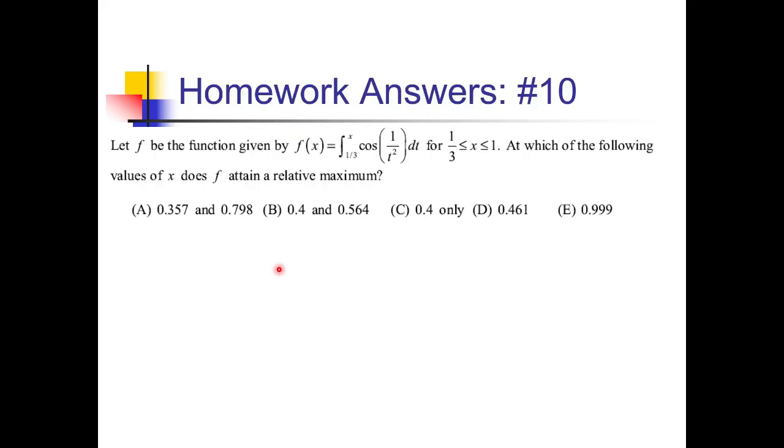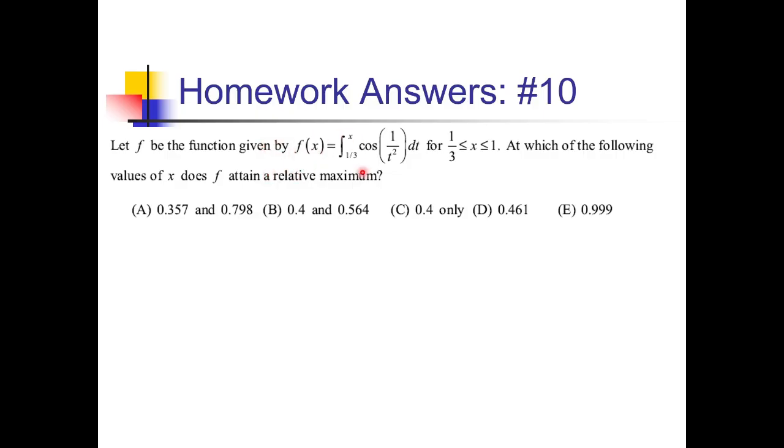For this calculator-based problem, we're given the f function here, which is an integral-based function. It's the integral from 1/3 to x of cosine of 1 over t squared dt, and it's on this interval from 1/3 to 1. We want to know at which of the following values does f attain a relative max. So if we want to figure out where f has a relative max, we need to know where f prime is changing from positive to negative.